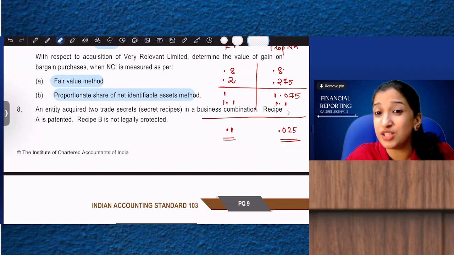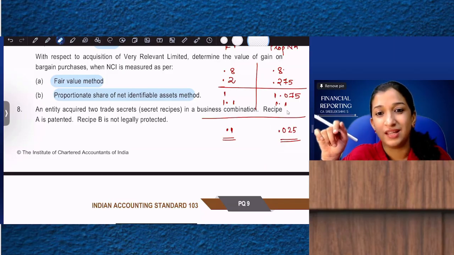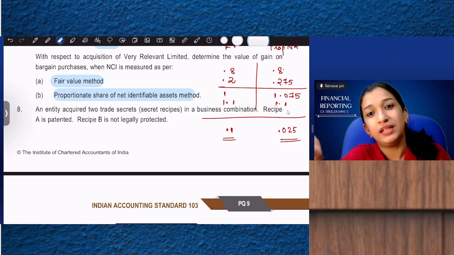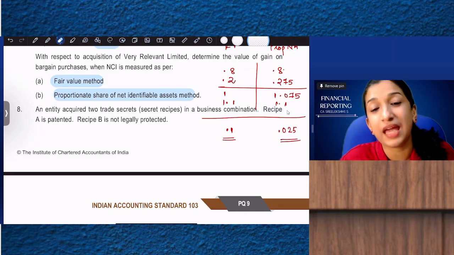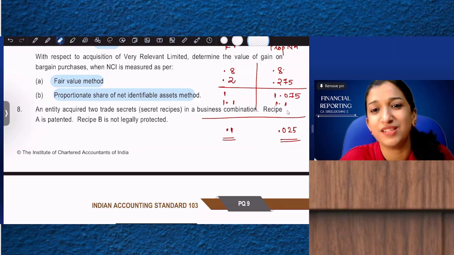Intangible assets. Intangible assets are identifiable non-monetary assets without physical substance. Acquiree's intangible assets can be taken over and recognized as separate intangible assets.